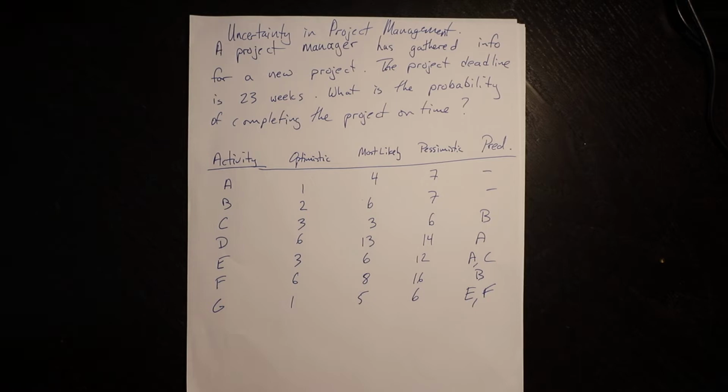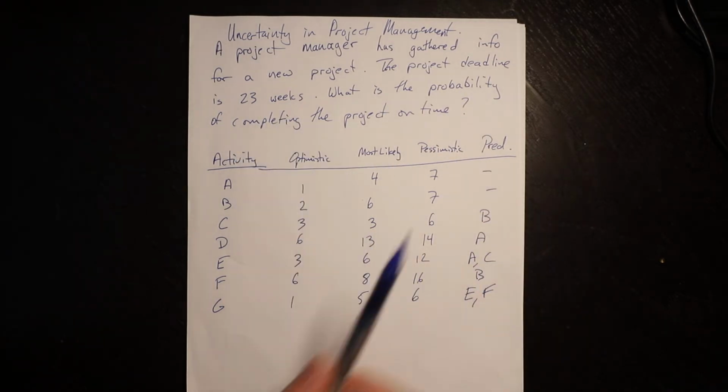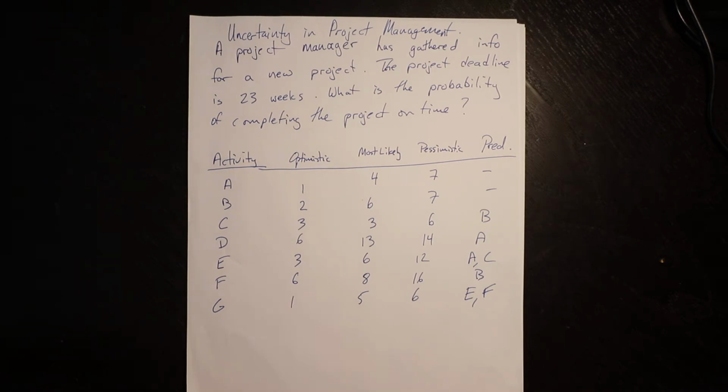A project manager has gathered info for a new project. The project deadline is 23 weeks. What is the probability of completing the project on time? So not an unrealistic scenario. You need to understand perhaps you get a bonus or incur a penalty if you're not done within a certain period, and you're trying to do a risk assessment in that circumstance.